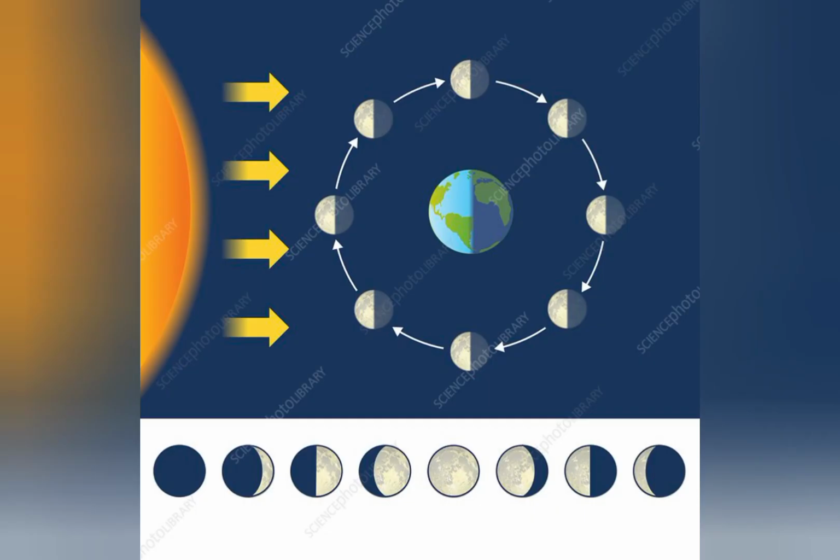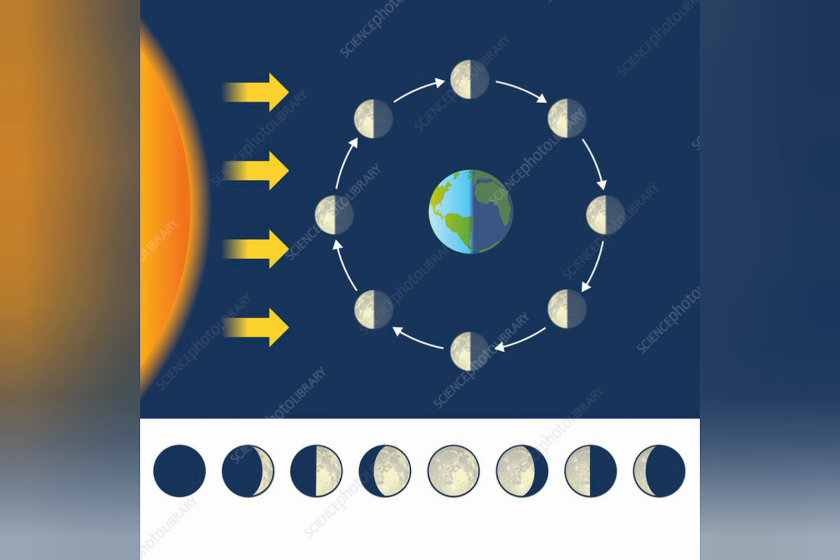The moon does not have its own luminosity. Luminosity means that it does not have its own light. It reflects the light of the sun, or the sunlight that falls on the moon. Therefore, at one time, only one side of the moon can be lighted by the sun's rays.